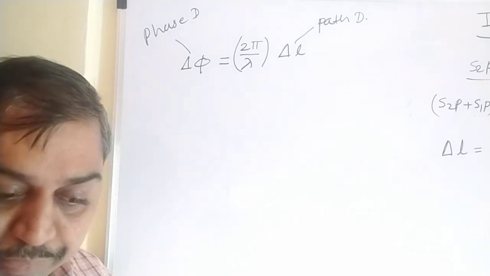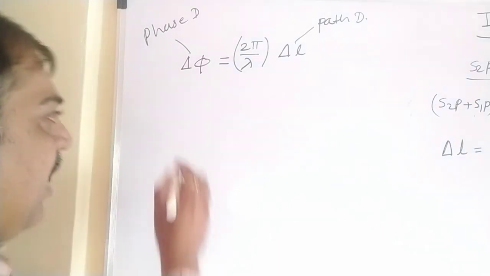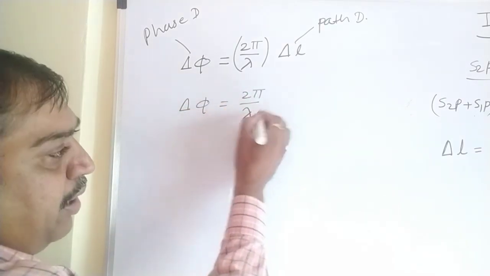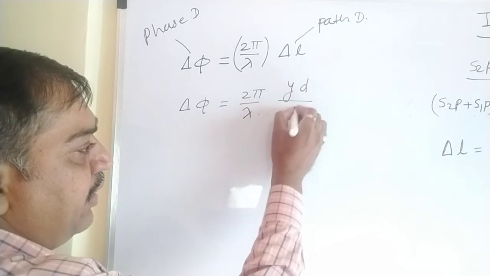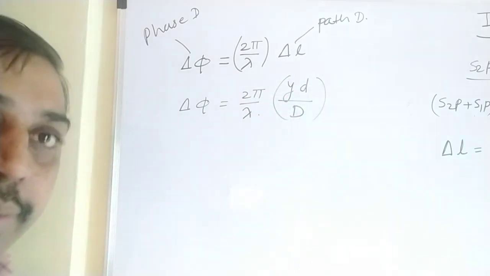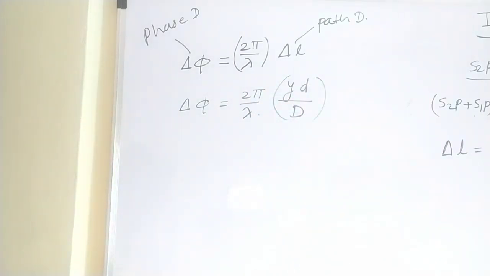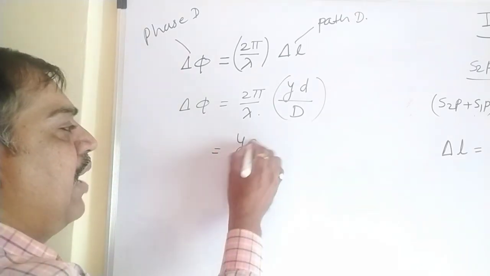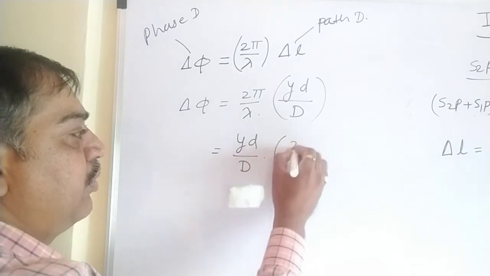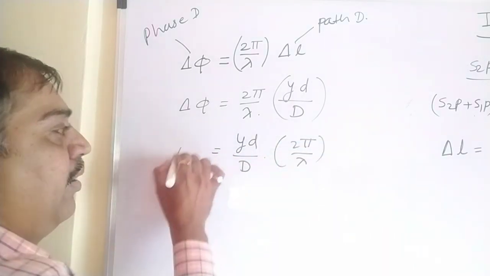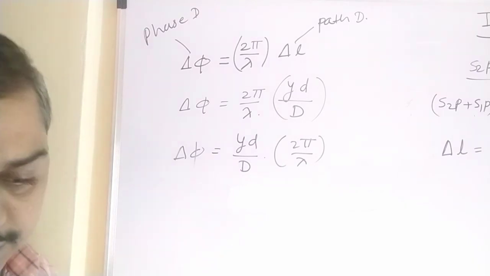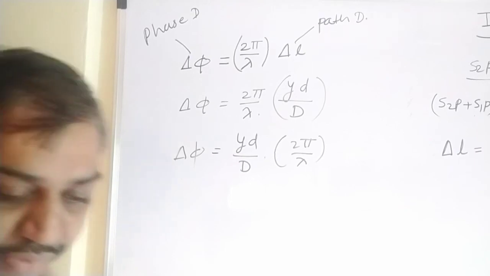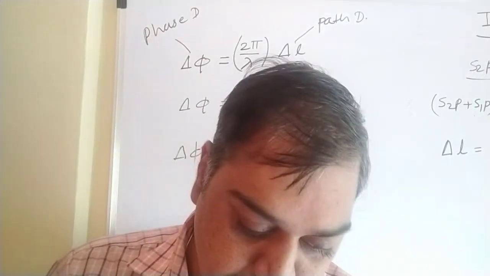So we can put here the value of delta L. We can write delta phi equal to 2 pi by lambda into yd divided by D. This is the value of small l that we have derived. Or, according to your book, delta phi equal to 2 pi by lambda into yd divided by D. So this equation gives the relation between phase difference and path difference, and that was equation 7.21 in your book.